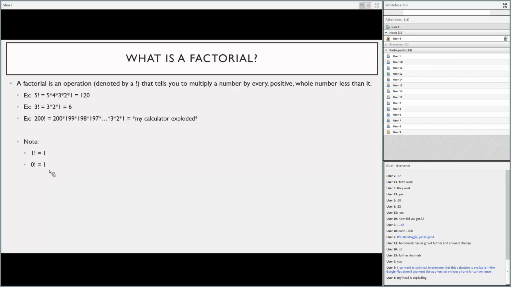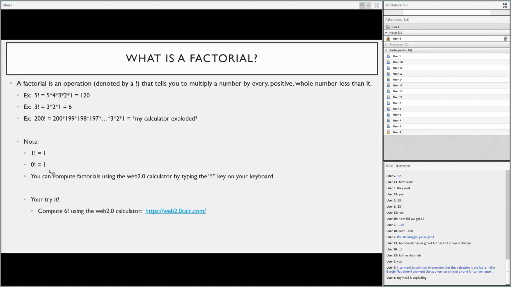Just a note, fun fact: 1 factorial is 1, and believe it or not, 0 factorial is also 1. So if you ever see either of those in a problem, or if you want to impress someone at the bar, make sure you tell them that 0 factorial is 1. They will be impressed for sure.